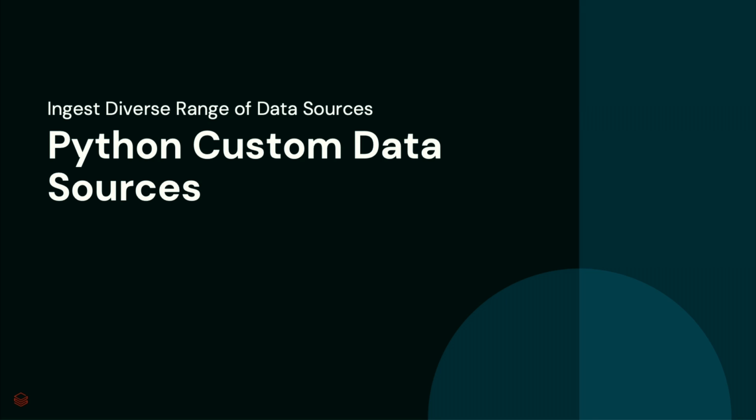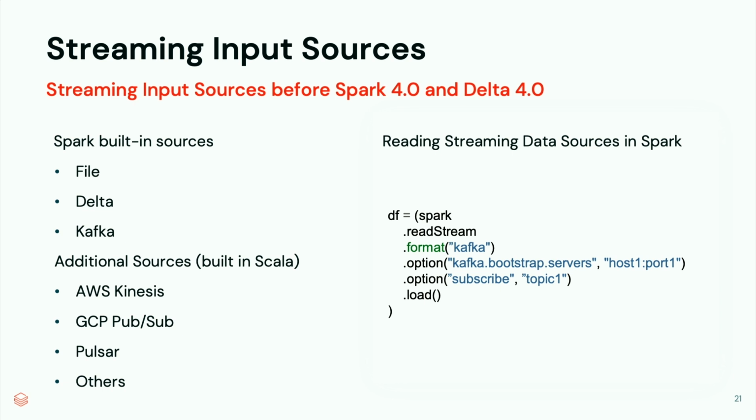This was released in Databricks a little while ago. I think it was in 15.4. But the official open source version, which you can use in any environment where you run Spark, can support Python custom data sources. So before Spark 4.0, the typical built-in sources that were supported were files, Delta, Kafka. But if you were using cloud streaming services like Kinesis, GCP Pub/Sub, or if you had Pulsar running, you could go and download jars written by those particular providers that you could install on your clusters that would give you the option to actually ingest data from those sources.